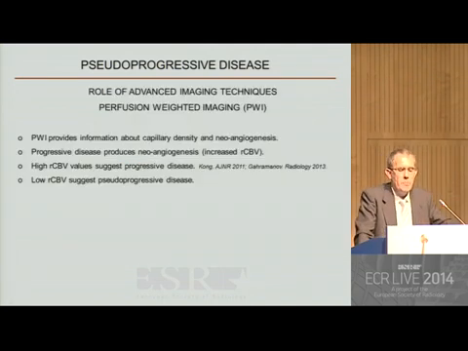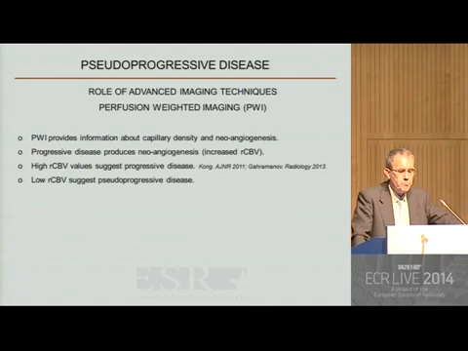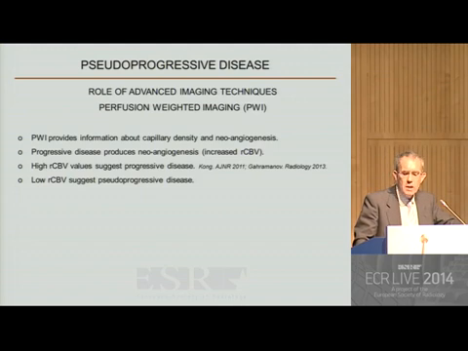The role of advanced imaging techniques in the identification of pseudoprogressive disease. The most useful technique is perfusion-weighted imaging, because we know that perfusion-weighted imaging provides information about capillary density and neoangiogenesis, and we know that progressive disease produces neoangiogenesis. So a high CBV value, a high perfusion value, will suggest progressive disease, while a low CBV value will suggest pseudoprogressive disease.